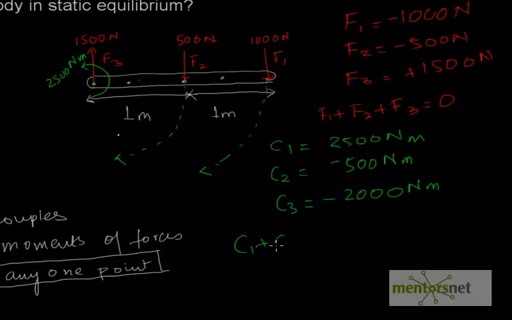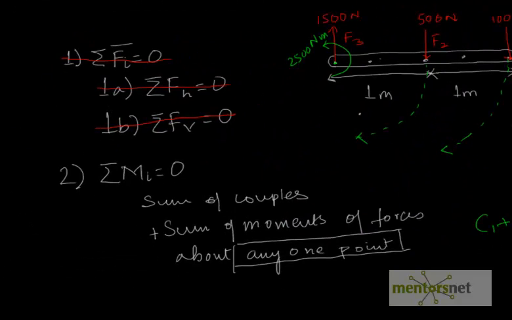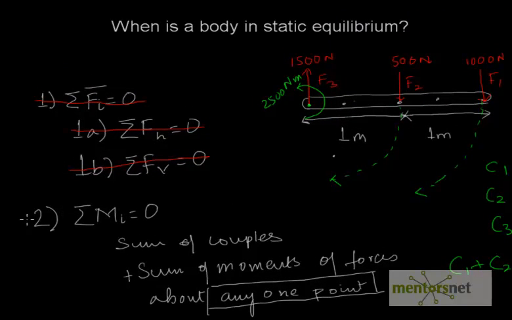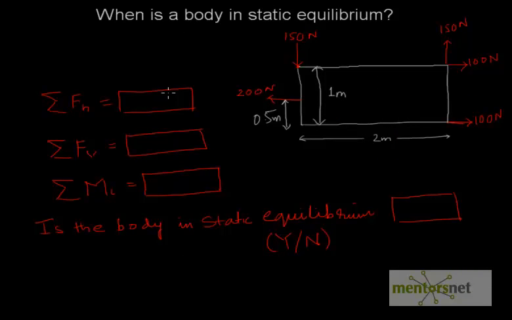So again, we can see by simple calculation that C1 plus C2 plus C3 is equal to 0. So we have satisfied the principles of all the forces. This principle has been satisfied, and this principle has been satisfied. So since we've satisfied all of this, we can say that this body is in static equilibrium.